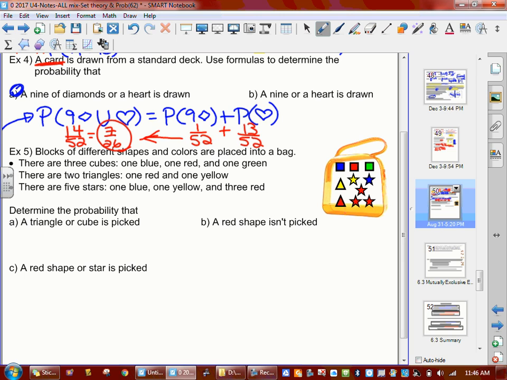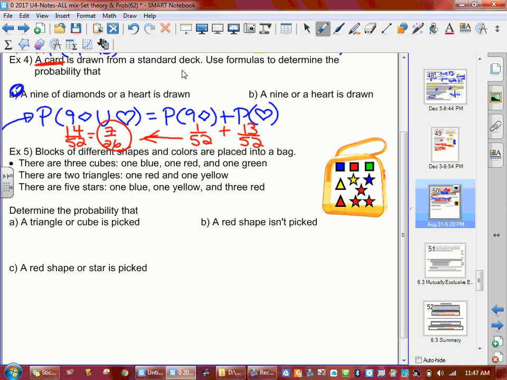All right, let's take a look at number 5. Now yours, I think, still say pyramids and stars, but they should be triangles and stars. Yours might say pyramids and cylinders on your question. Just change it to triangles and stars. So, as you can see in my little yellow bag over there, we've got blocks of different shapes and colors. So some are cubes, some are triangles, and some are stars.